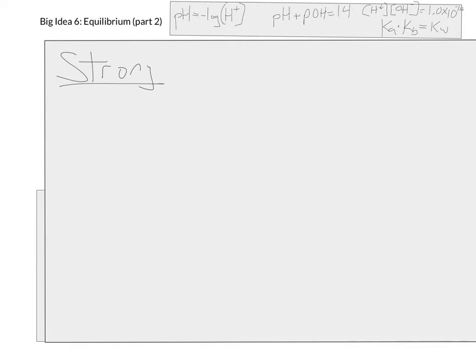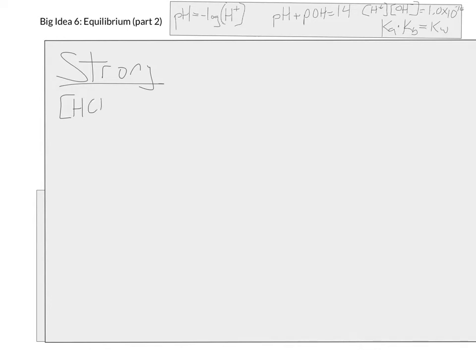Okay, so if we have a strong acid, that's going to be the ones that we had memorized: HCl, HBr, HI, nitric acid, HClO3, HClO4, sulfuric acid, H2SO4, and then HIO4, the periodic acid. What we're looking for there is strong things. It does not mean concentrated.